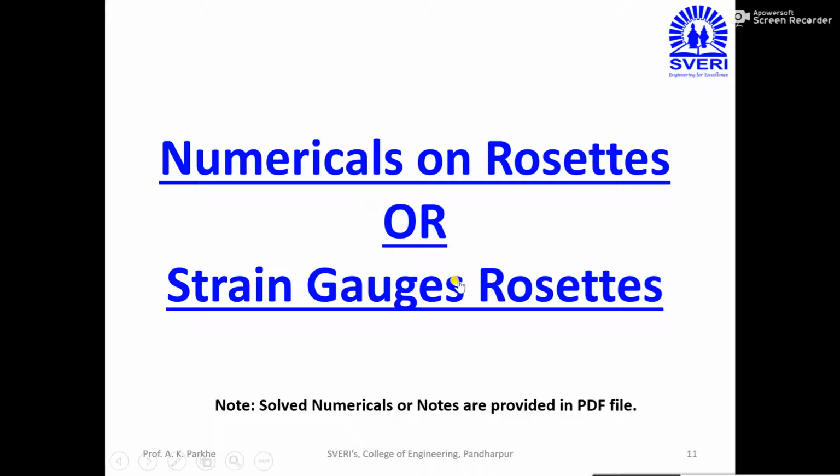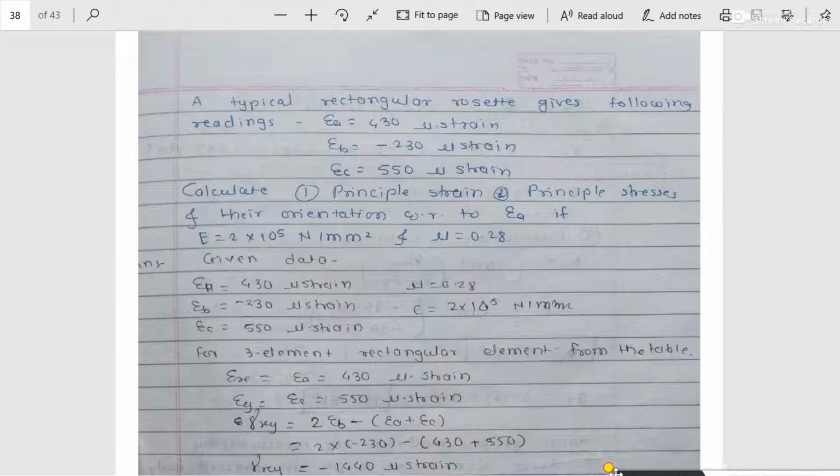So now we'll start with the numericals on the strain gauge rosettes. Now I will start with the first numerical of the strain gauge rosette. I will read the statement first, and from that statement we will understand which data they have given, and for which type of rosette the problem is asked. The statement is: a typical rectangular rosette gives the following readings. They have mentioned the rectangular rosette, but there are mainly two types of rectangular rosette, that is 3 element and 4 element.